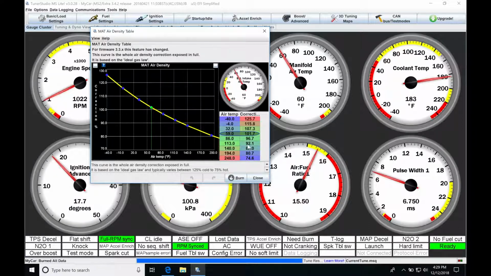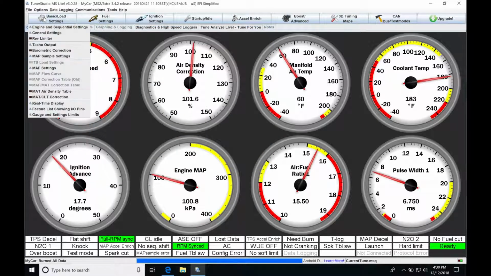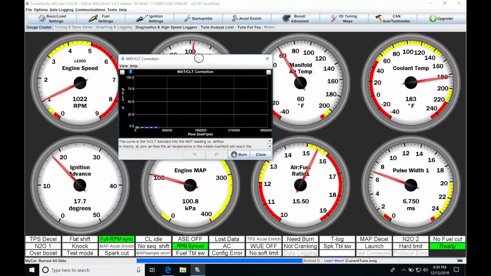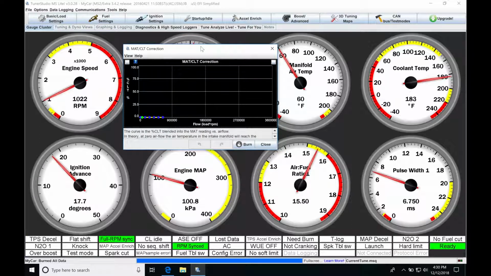So this table doesn't have to be adjusted, but the purpose of it being here is to provide the density calculation and correction for our speed density style fuel strategies. So if we close this and jump into our next section here, our MAT/CLT correction.